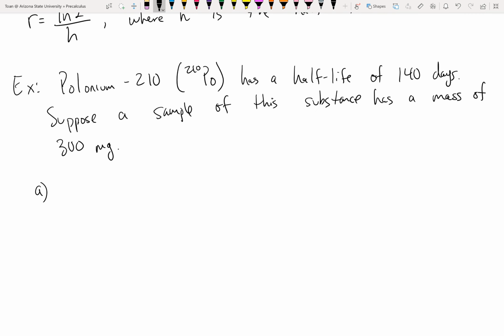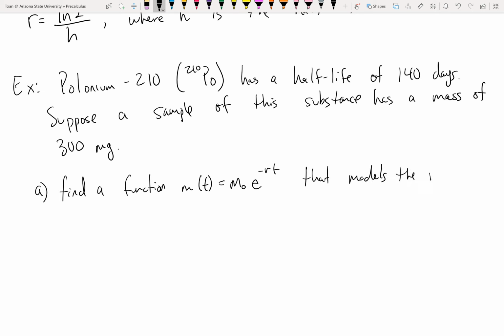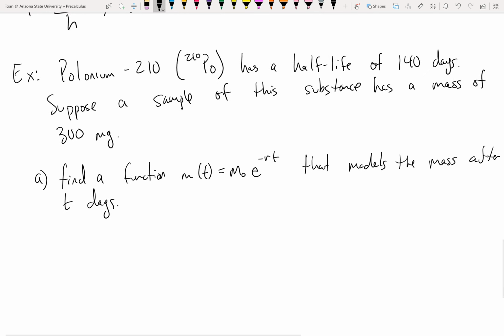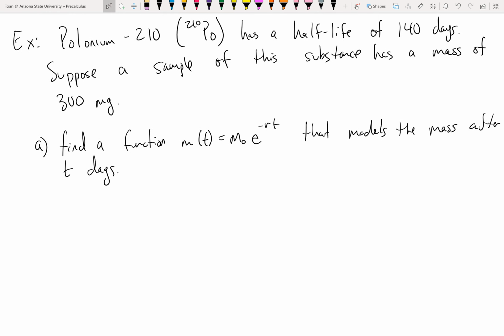It's a multi-part question. Find a function m of t equals m sub naught e to the negative rt power that models the mass after t days. All right, so just as before, you just plug everything in. Your final answer, however, should have m sub naught filled in and r filled in. So everything else should stay as a variable.